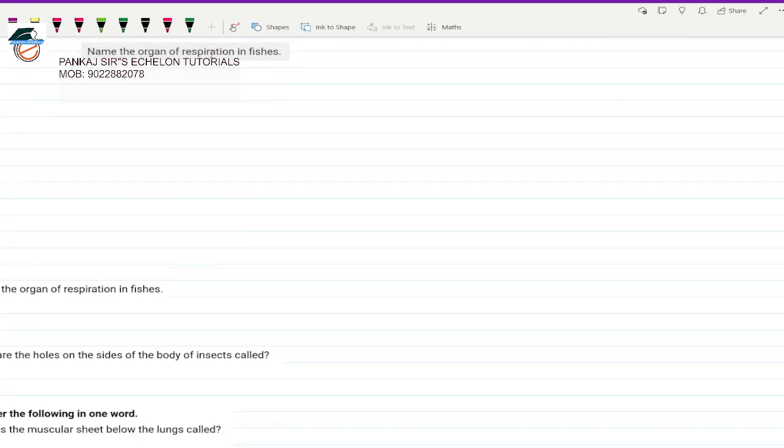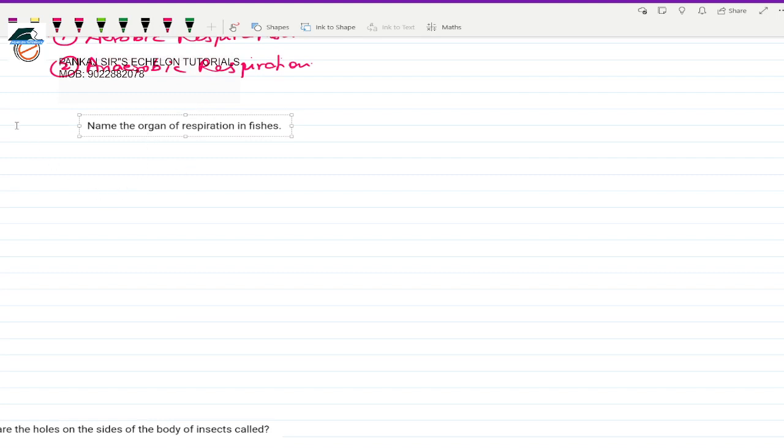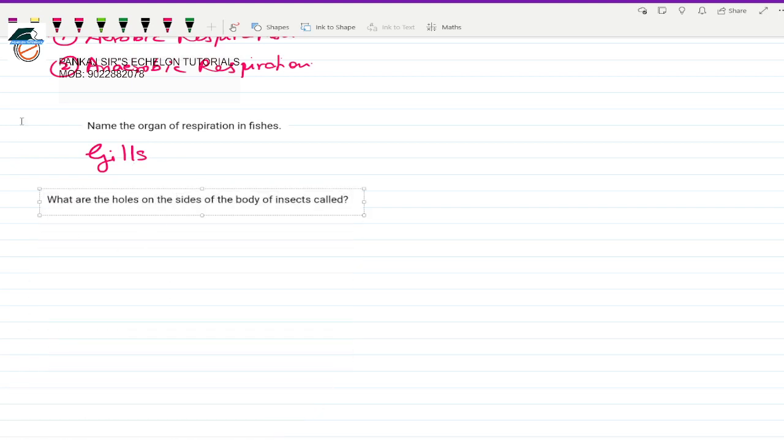Next question in the line is, name the organ of respiration in fishes. In fishes, you must have seen that the organs of respiration are gills. Next is, what are the holes on the sides of the body of insects called? These holes at the sides of the body are known as spiracles. We are talking about insects like cockroaches and grasshoppers. So the answer is spiracles.